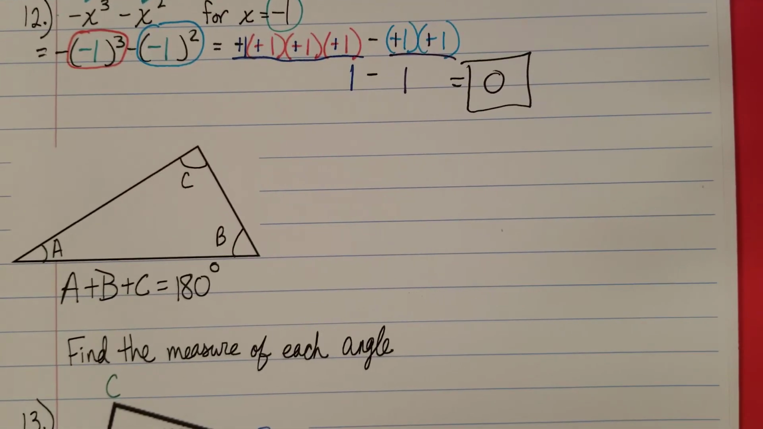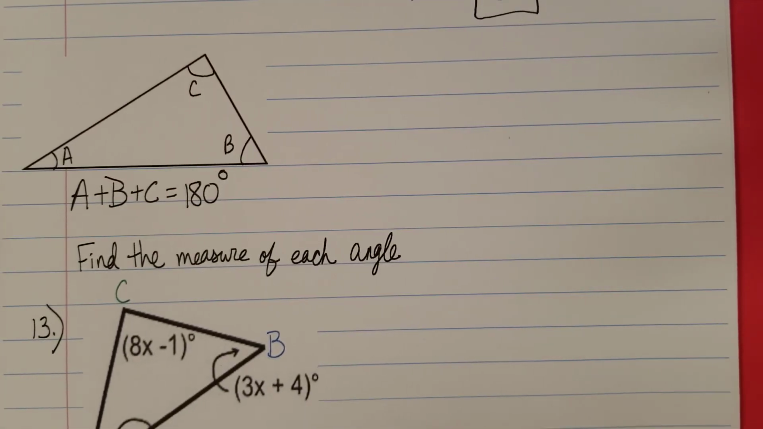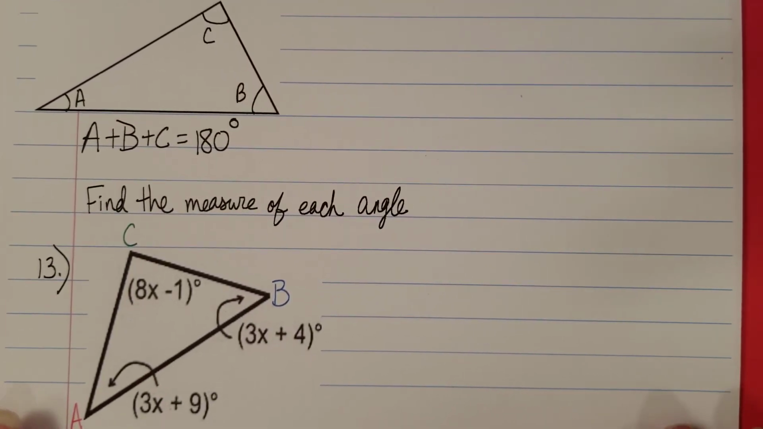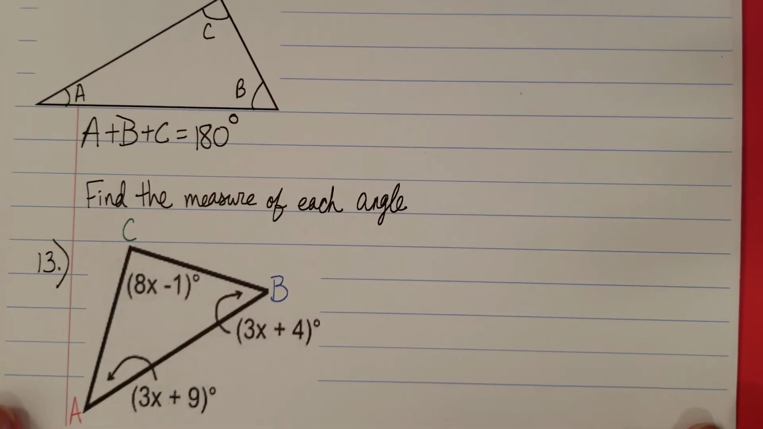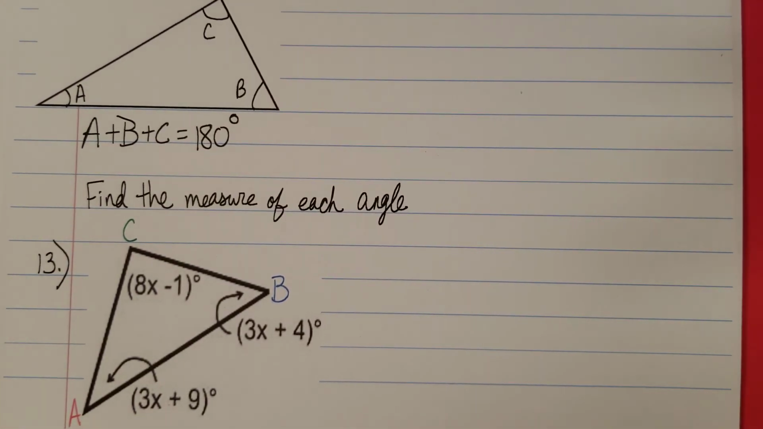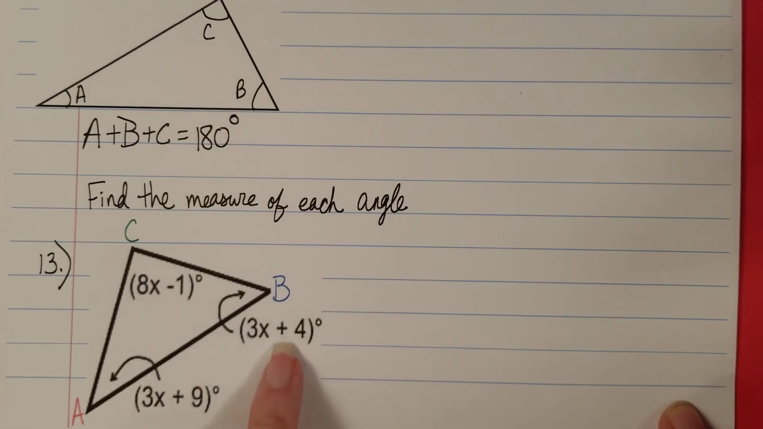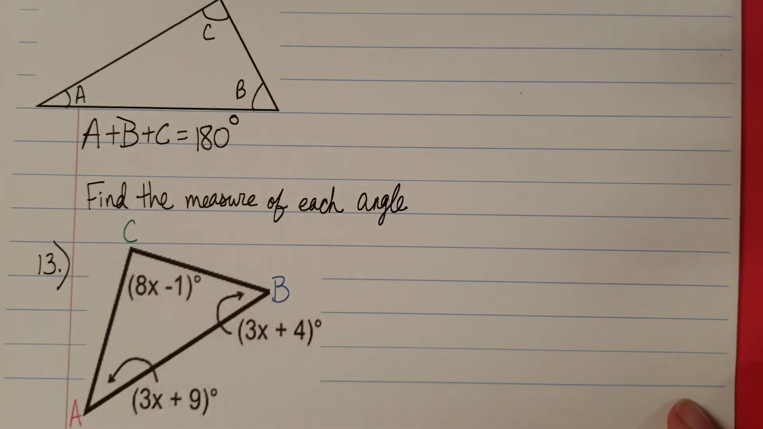All right, and an application type problem here. So for a triangle, we know that the interior angle measurements of a triangle have to add up to equal 180 degrees. Okay, so they've given us a little expression for each of the angles of this triangle. And so I'm just going to write down an equation of this plus this plus this equals 180.